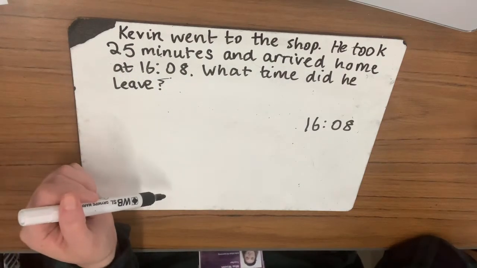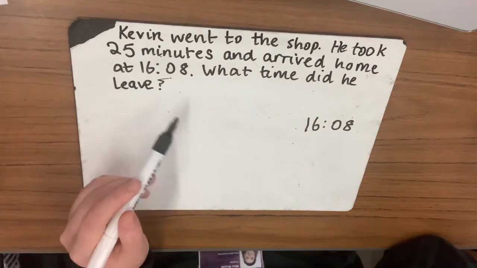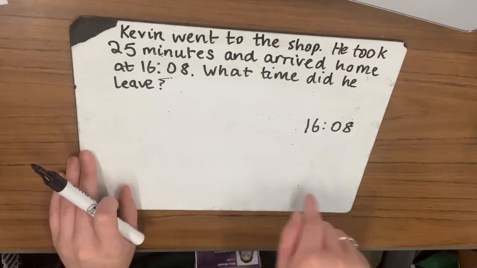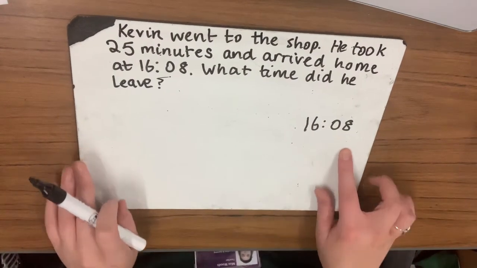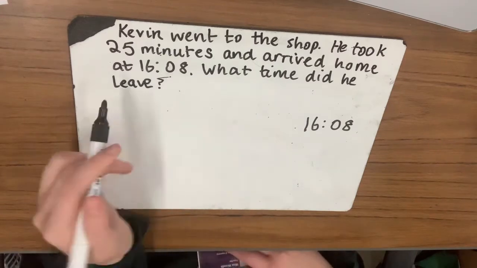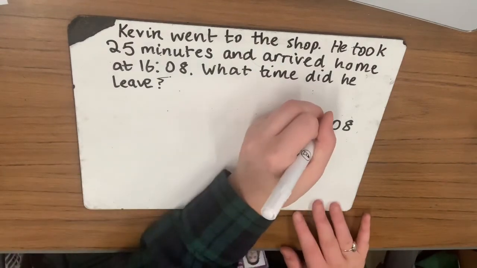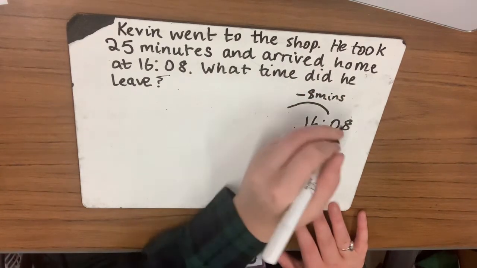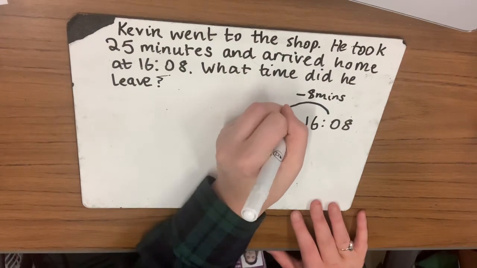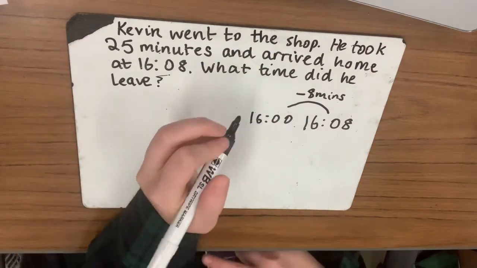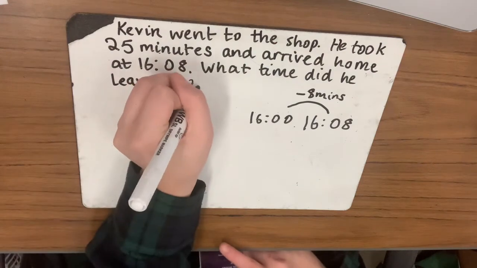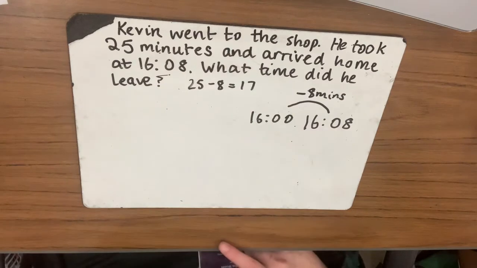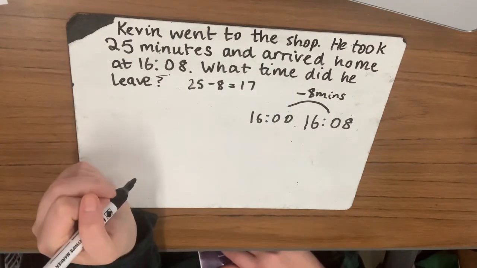So this time we are going to be doing some taking away of time, trying to work out what time he left the house to go to the shop. So we do the exact same thing, but we work backwards. So I've written my start number over here this time, and I need to take away 25 minutes in total. So I'm going to start off by taking away 8 minutes, and that will bring me to 4 o'clock, or 16:00. So I've taken away 8, so 25 take away 8 equals 17. So we know that we need to take away 17 more minutes.